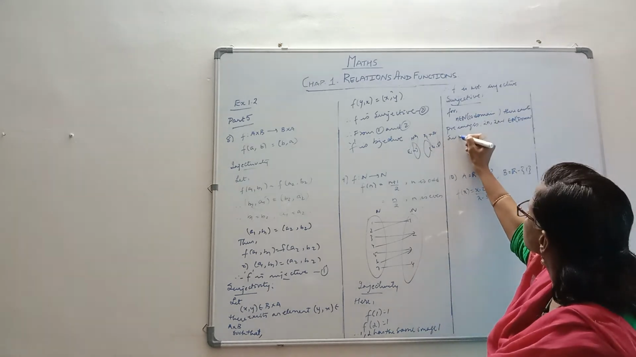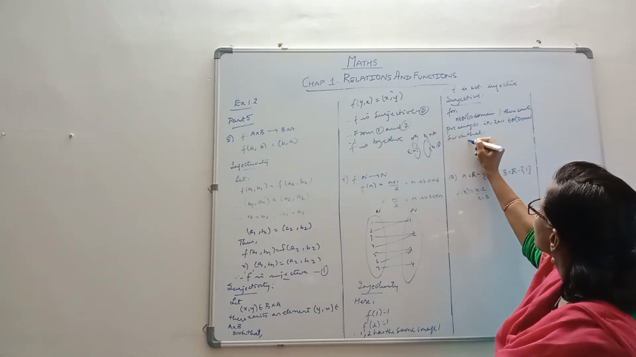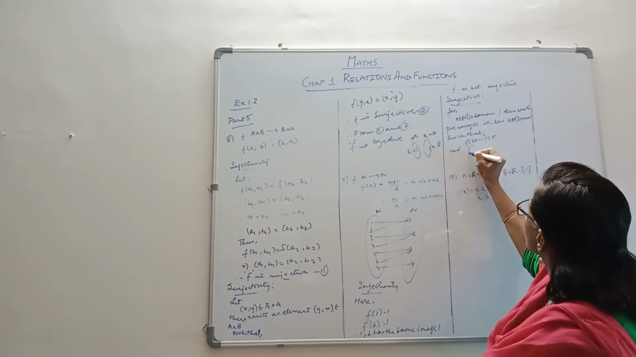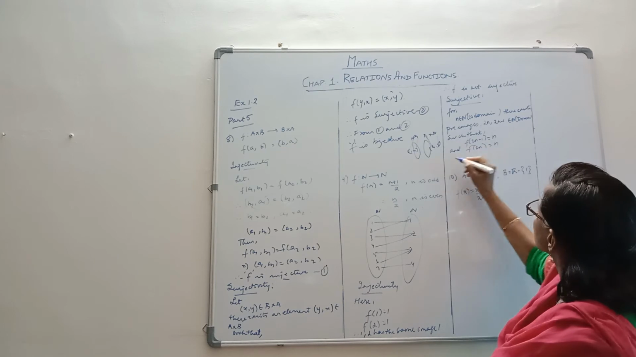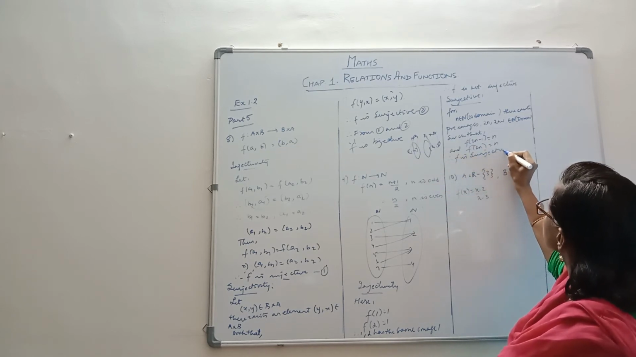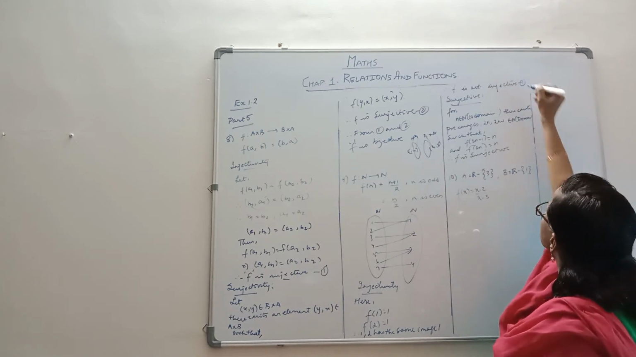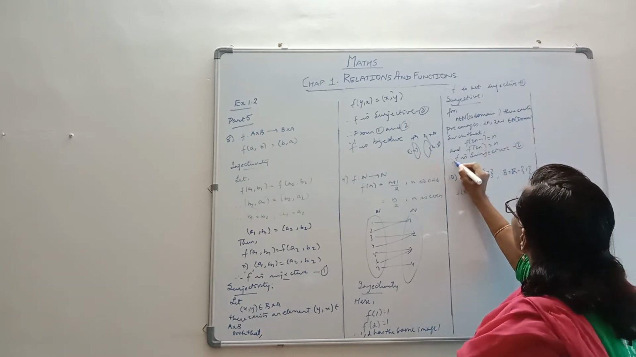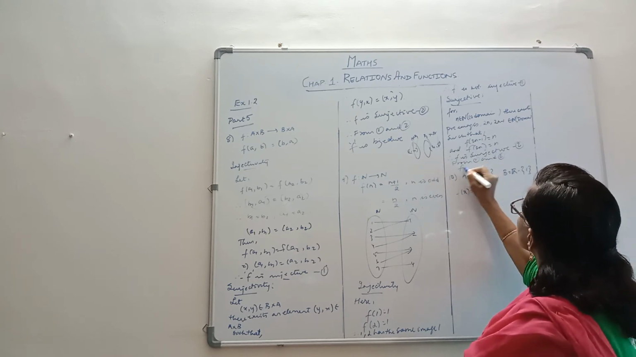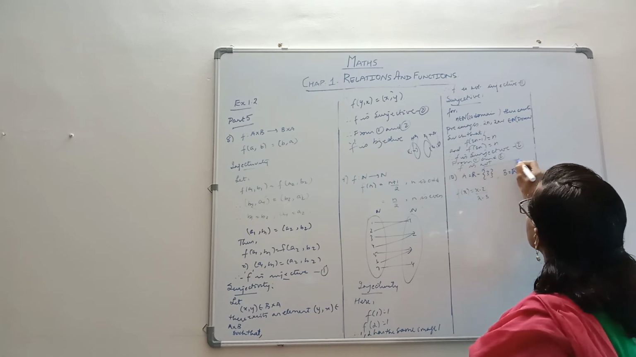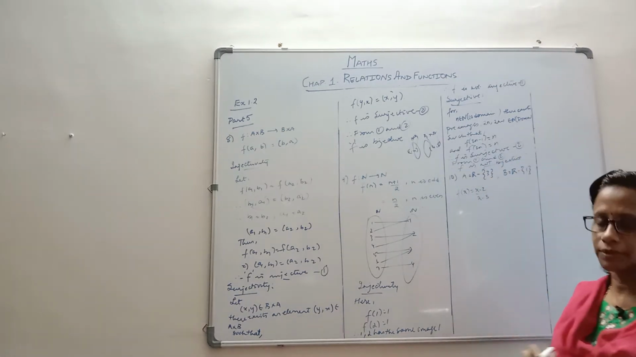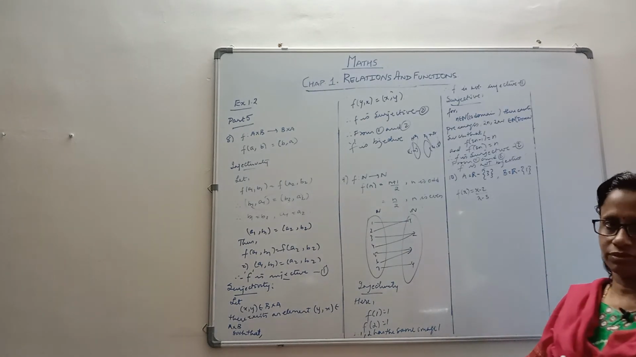such that f of 2n minus 1 will also be n and f of 2n will also be n. Therefore f is surjective. f is not bijective. It's not bijective. Why? Because it's not injective, right?